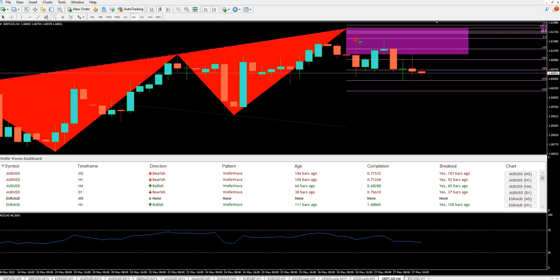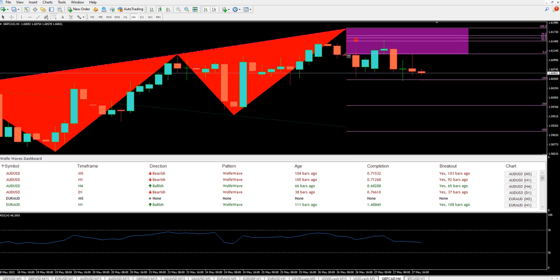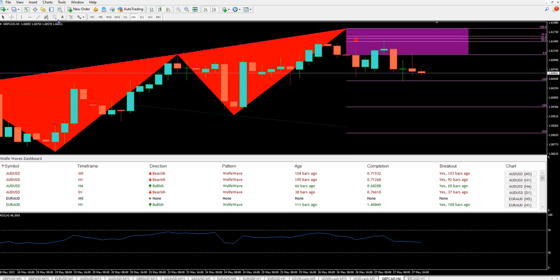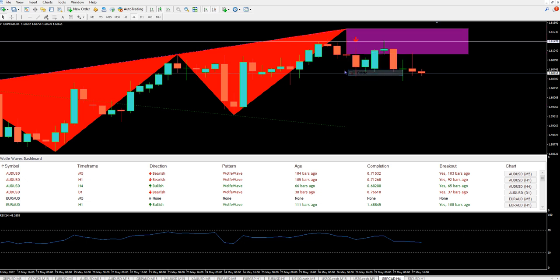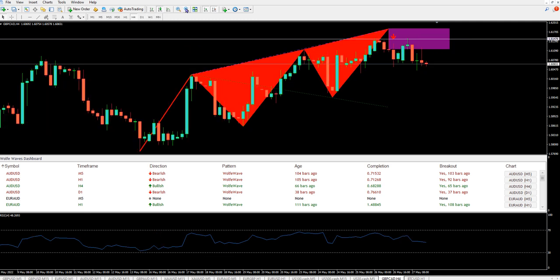Specifically, the 50% mark of it, the equilibrium of the wick. Specifically wicks that are at least 60-70% of the entire candle's range. So, you can see I've got this whole purple area as the area marked out. What if we go into some lower time frame?